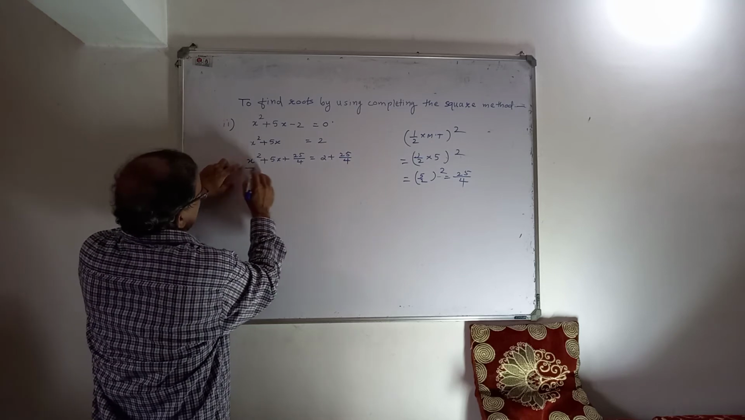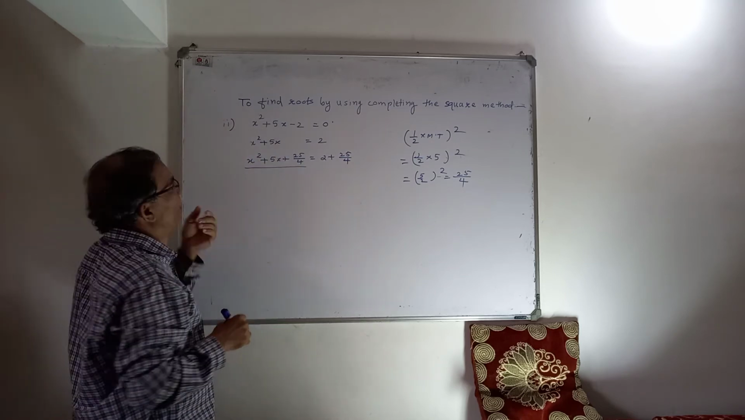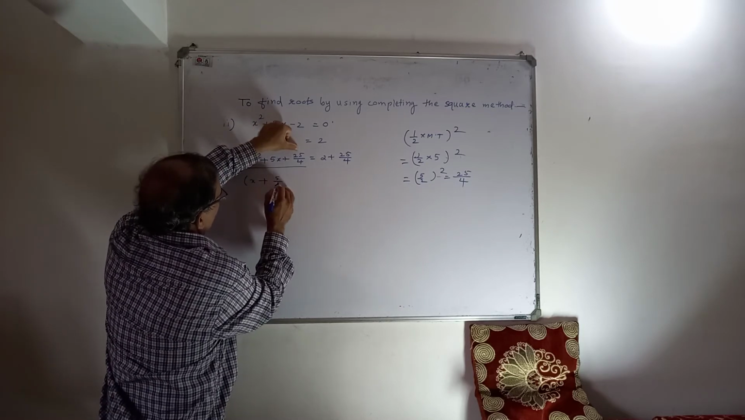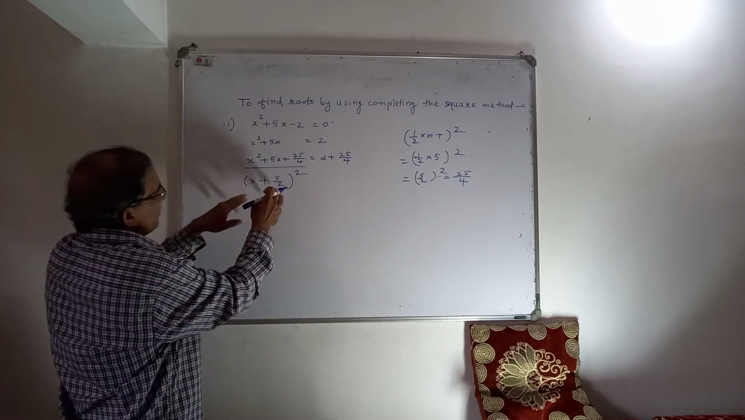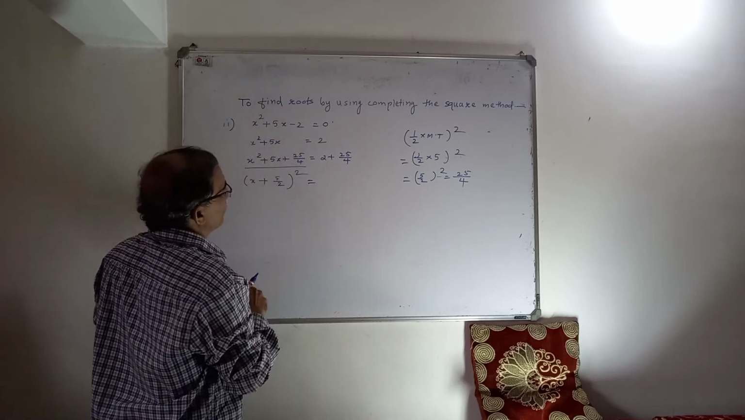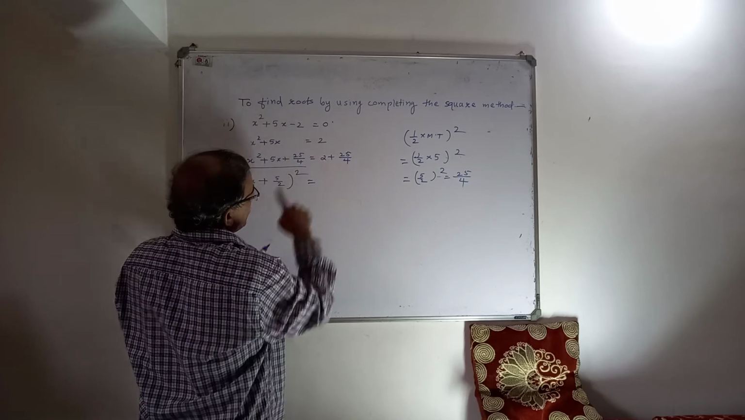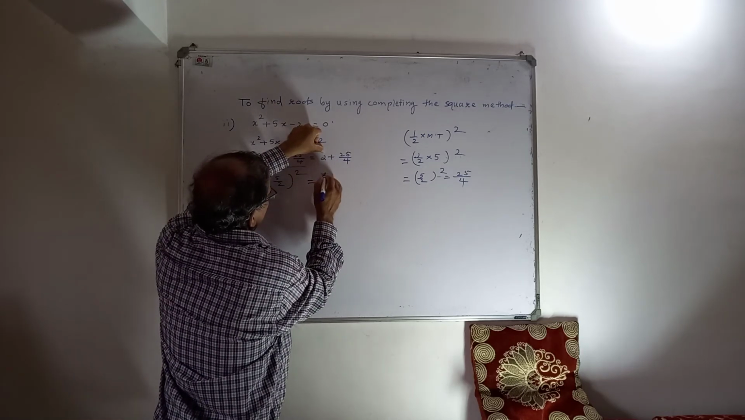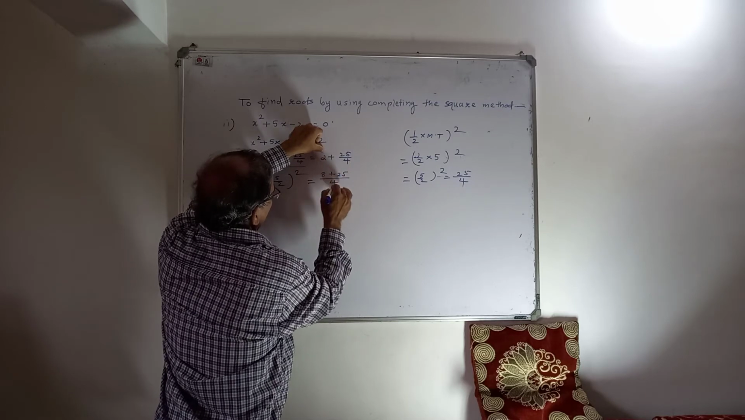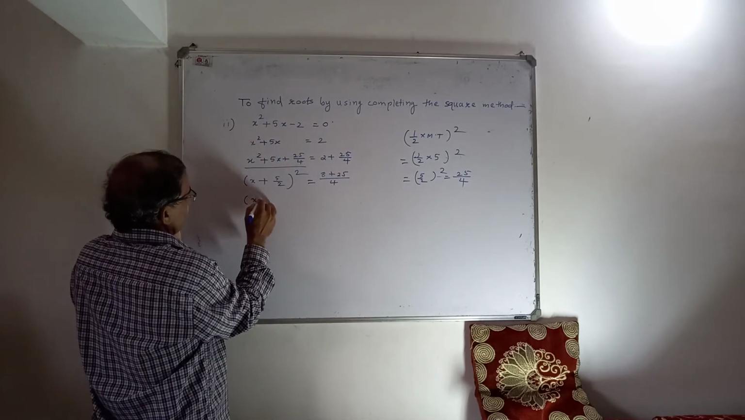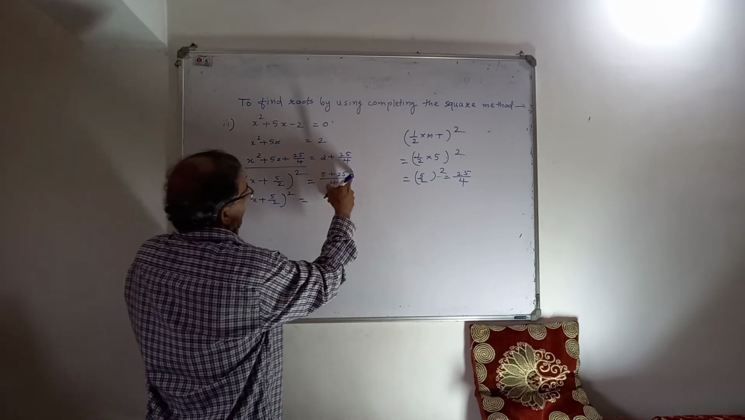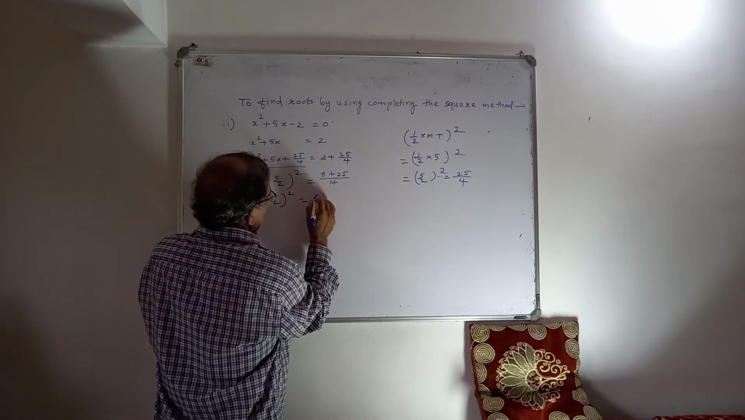Now, you can write this in the form of (a plus b) whole square. This is square of whom? X plus 5 by 2 whole square. We expand the identity, you will get this term. Okay? Is equal to, now here there is no denominator. So, 4 into 2 plus 25 whole upon 4. So, (x plus 5 by 2) whole square is equal to, now 25 plus 8 should be how much?